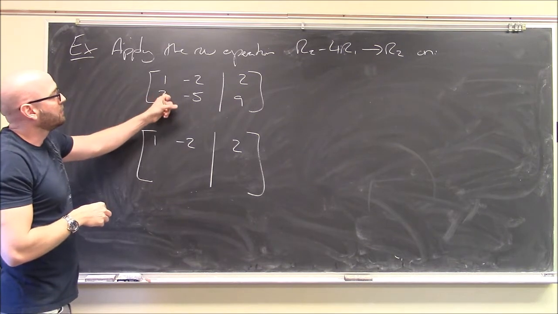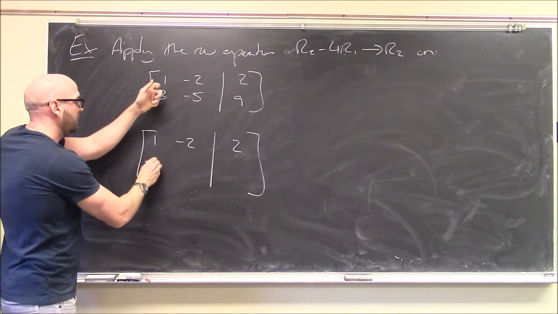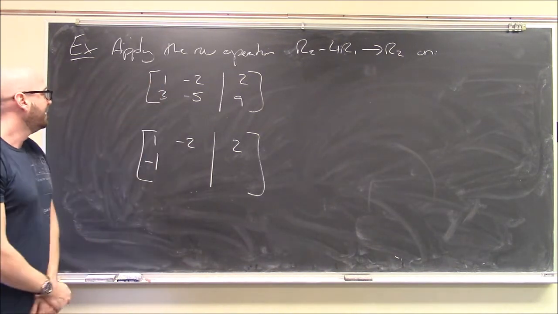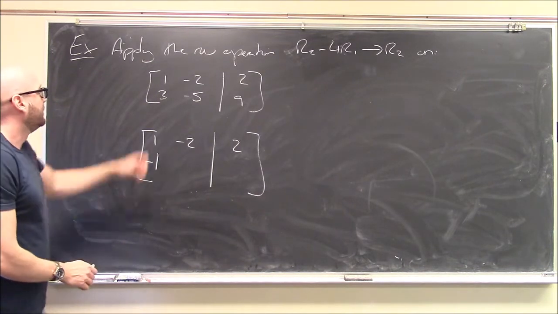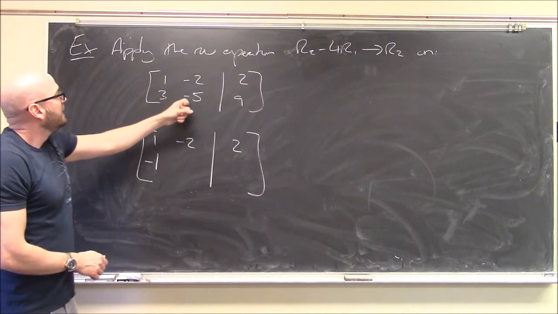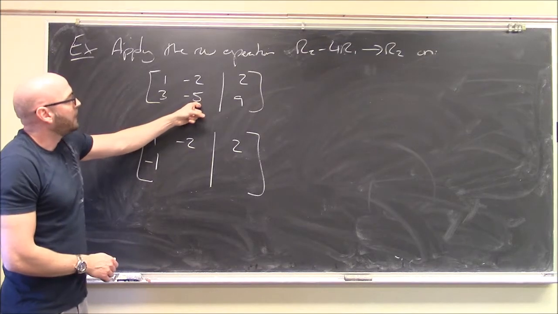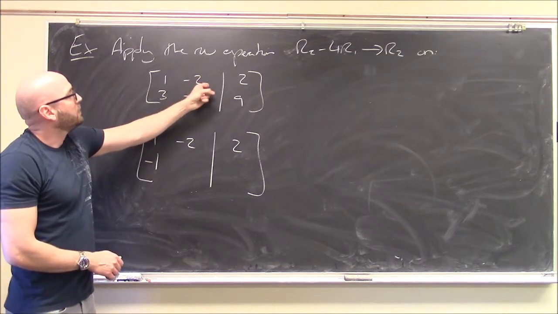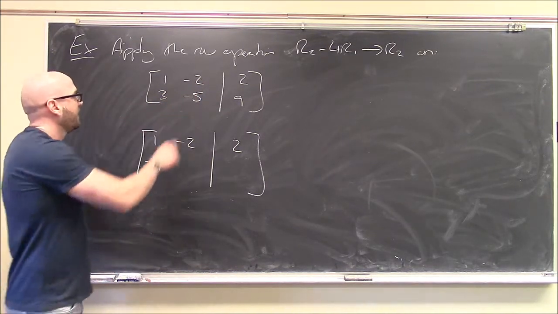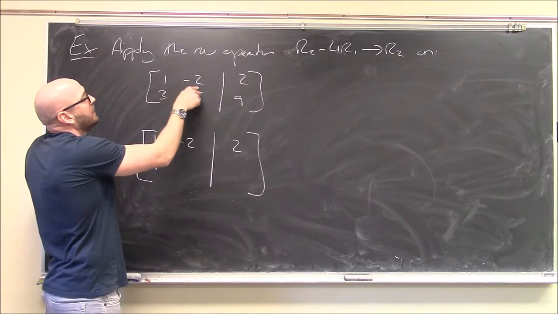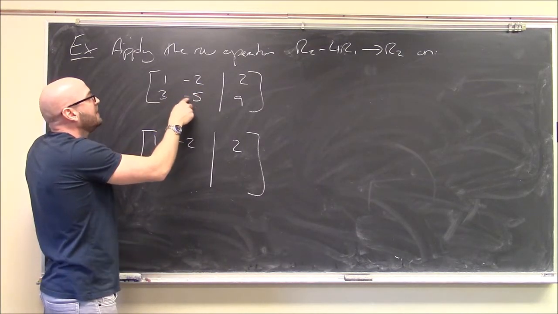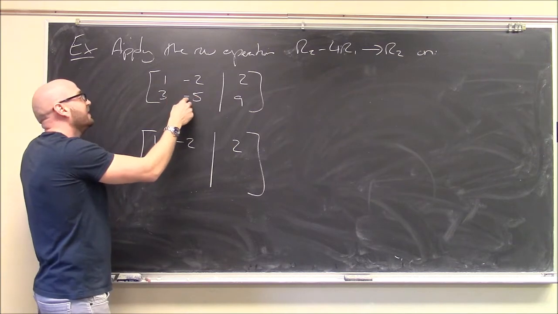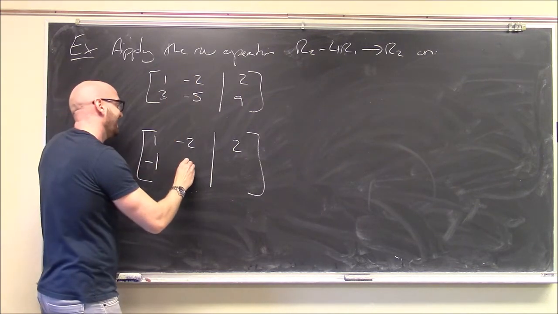3 minus 4 times 1, 3 minus 4 is minus 1. And that's all there is to it, right? It's 3 minus 4 times this entry. Here I've got minus 5 minus 4 times minus 2. Minus 5 minus 4 times minus 2 is minus 8. Minus 5 minus minus 8 is minus 5 plus 8 is 3.